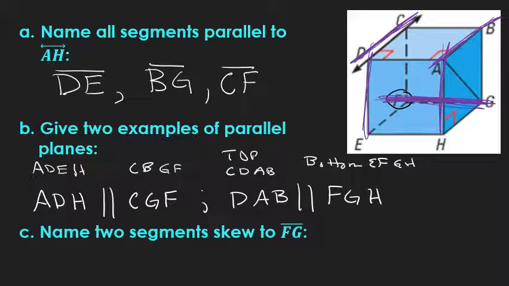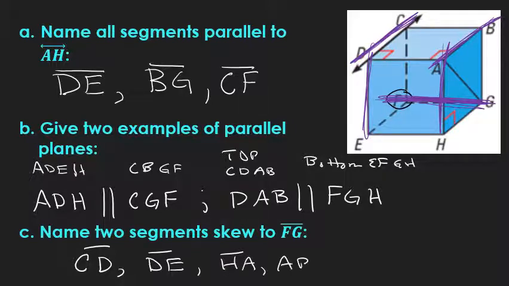So any of those would be examples. So segment CD would work. Segment DE would work. Segment HA would be an example, and segment AB would also be an example. I think the remaining segments would be parallel, so they would not work.